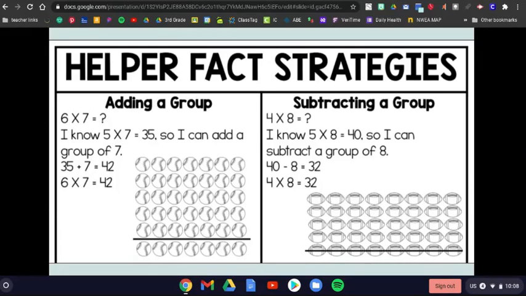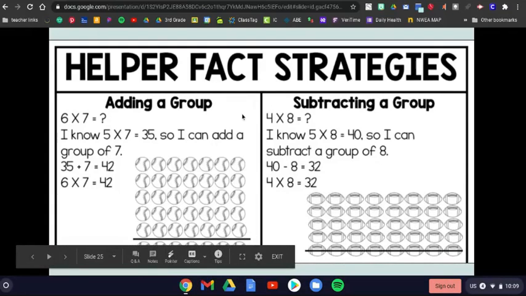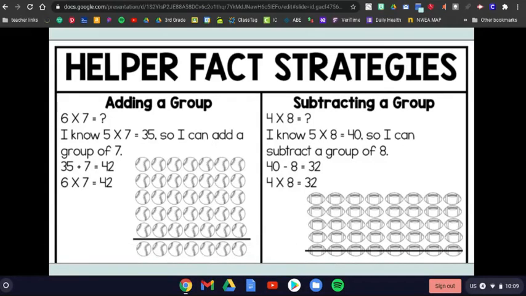Helper facts are strategies that we use when we are multiplying. As third graders, we're just learning our multiplication facts, and sometimes we need some help. We don't know all the facts at once, so we use something called a helper fact, a fact that we already know, to get to the answer quicker. Today we're going to do something called adding a group, and tomorrow we're going to do something called subtracting a group. I know that sounds really confusing because we're talking about multiplication and then the strategy is called adding and subtracting, but I think it's going to make sense when we get started.